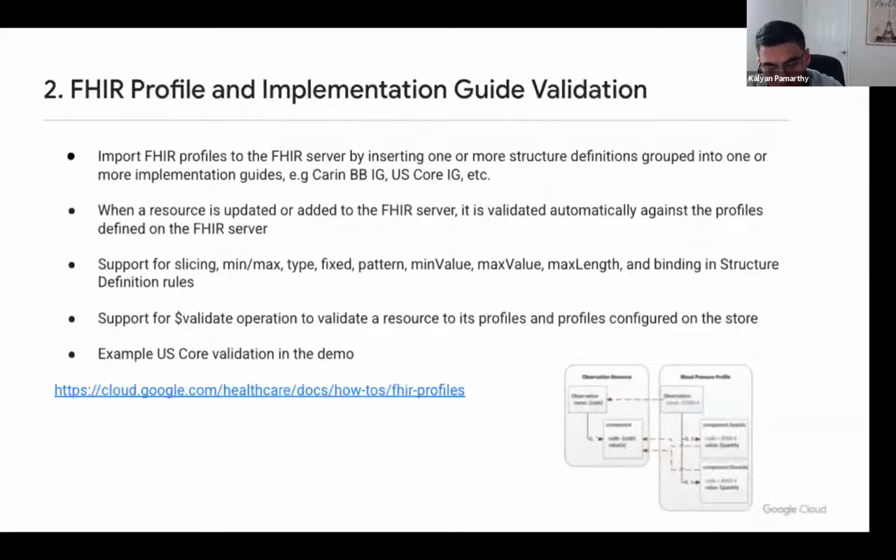Once this is set up and running, there's no need to call any specific validation operations, and all the errors are written out into our Cloud Monitoring, and this helps quite a bit in setting up the data infrastructure and QA process as well. We also have support for the $validate operation in case we need to check validation on a single resource, and so we validate against the profiles that are set up in the store, but also the profiles in the meta tag in the resource. We will talk a little bit about this in the context of US Core validation in the demo.